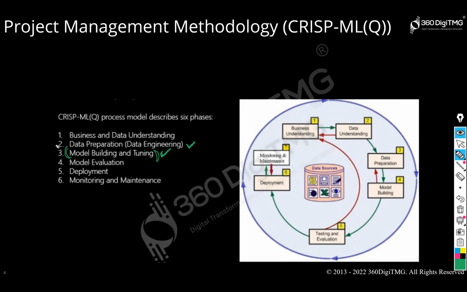Once the model building is done, we have to evaluate the model, whether the accuracy is perfect or not. Model evaluation plays an important role. Then we have to deploy the model to the client machine. Model deployment is also part of data science. Once deployment is done, we should do monitoring and maintenance. We should not leave our client like that.